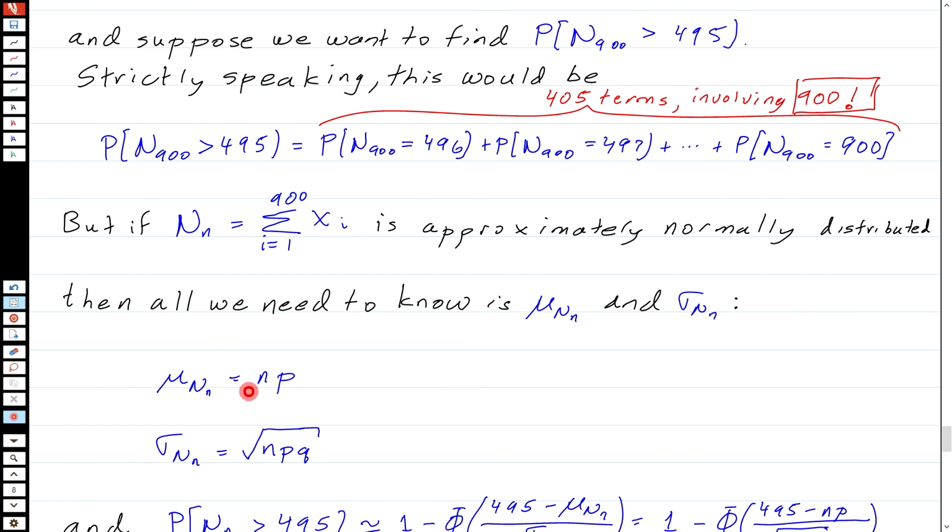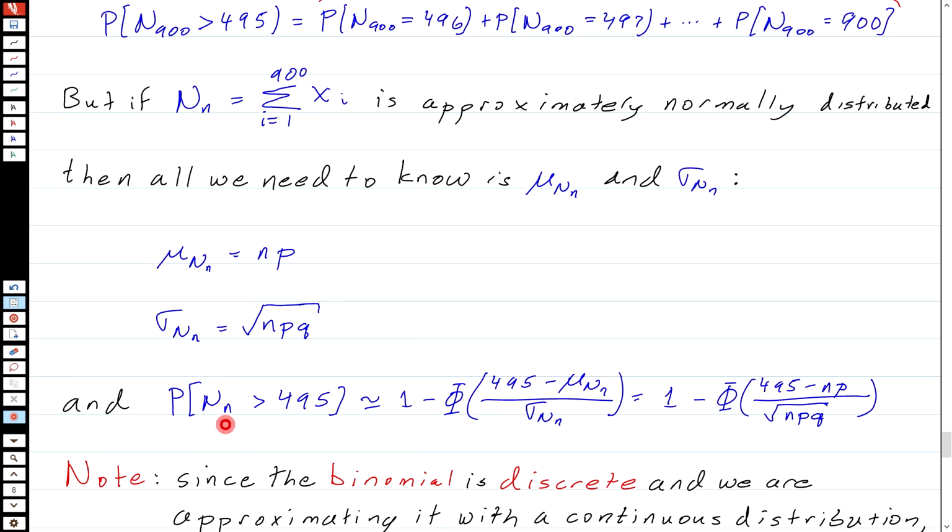Well, the mean we know is just n times p, and the standard deviation is the square root of npq. So we can approximate the probability that S_n is greater than 495 as approximately equal to 1 minus, we've got to flip this around to use the CDF, phi of (495 minus the mean) divided by the standard deviation, which is 1 minus phi of (495 minus np) divided by the square root of npq.